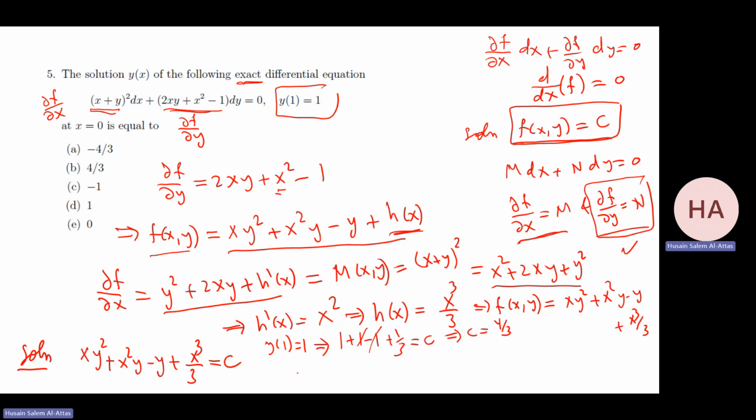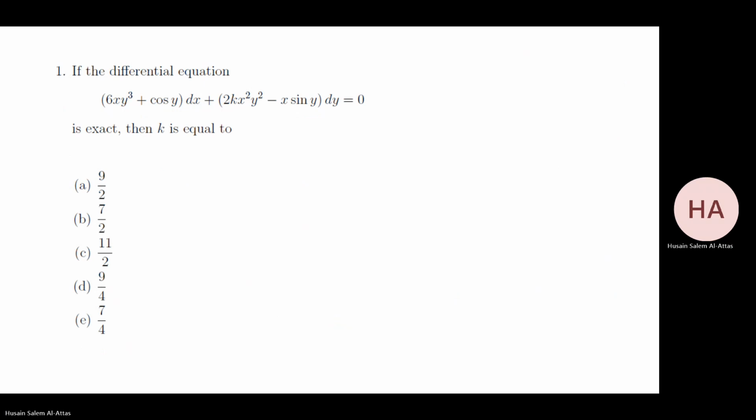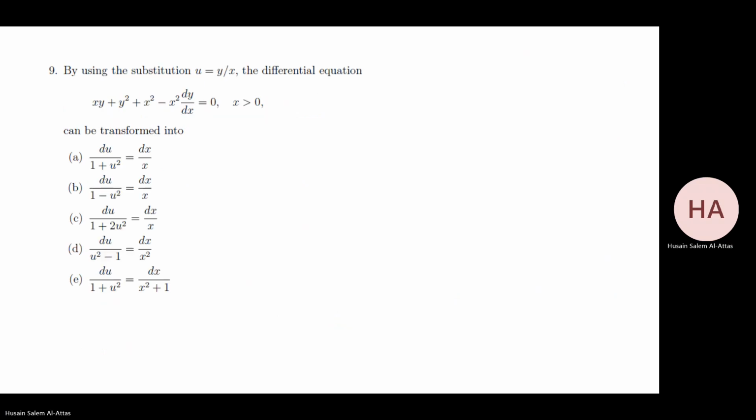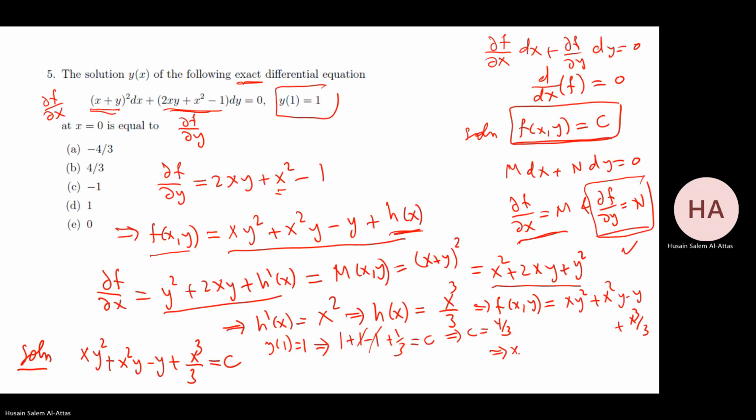Okay. So we have what? This will be the solution. That will be xy squared plus x squared y minus y plus x cubed over 3 equals 4 over 3. And he wants us to find what? He now wants us to find y at x equals 0.